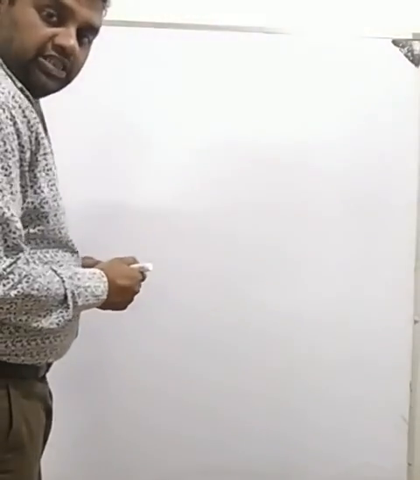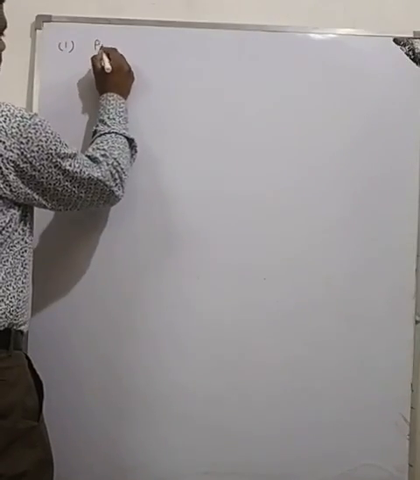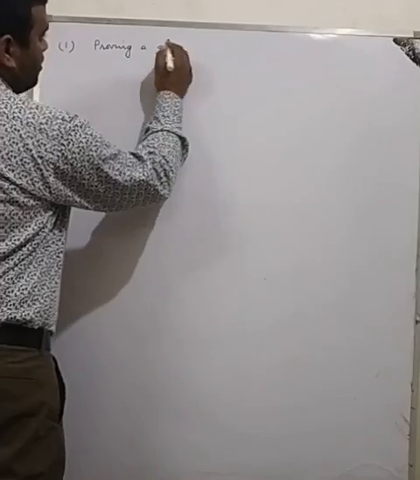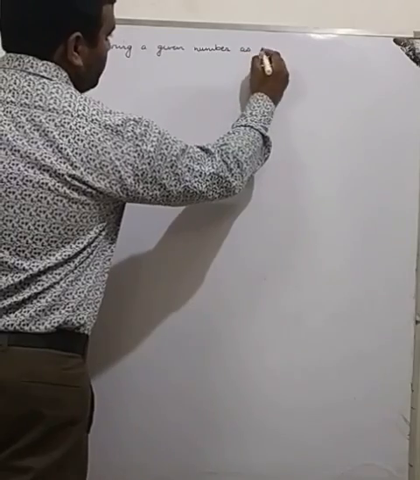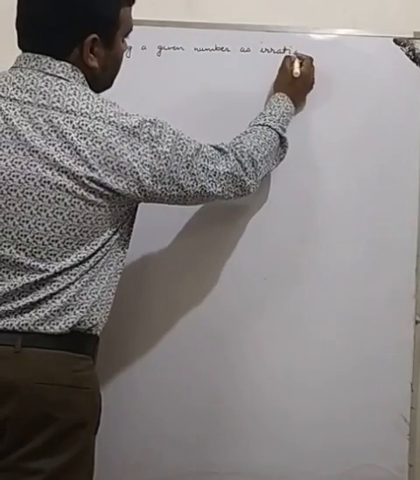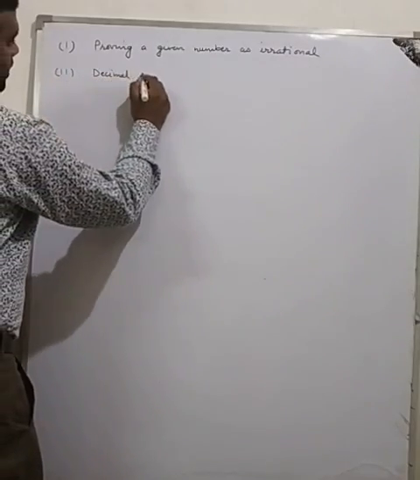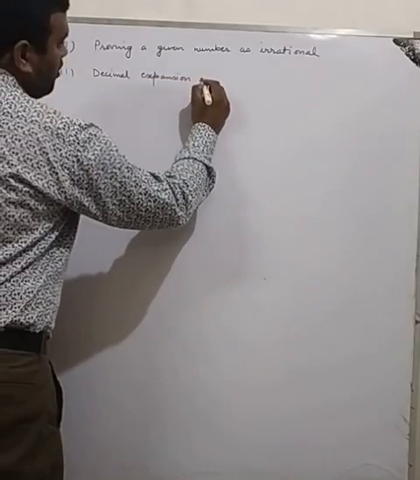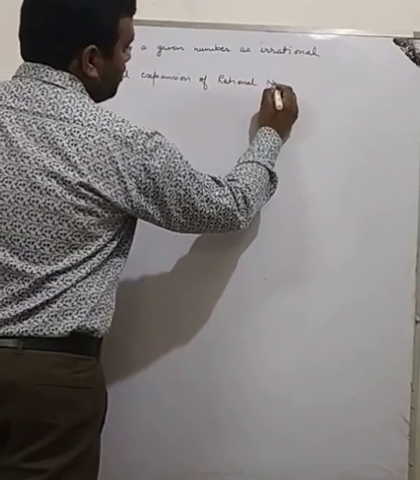The first one is proving a given number as irrational, and the second, decimal expansion of rational numbers.